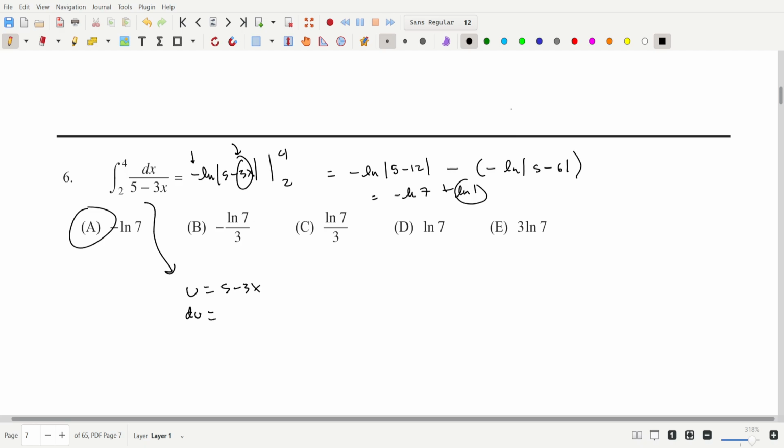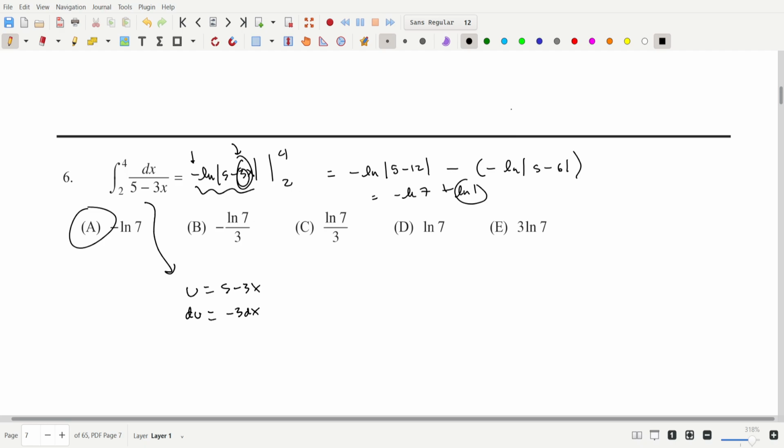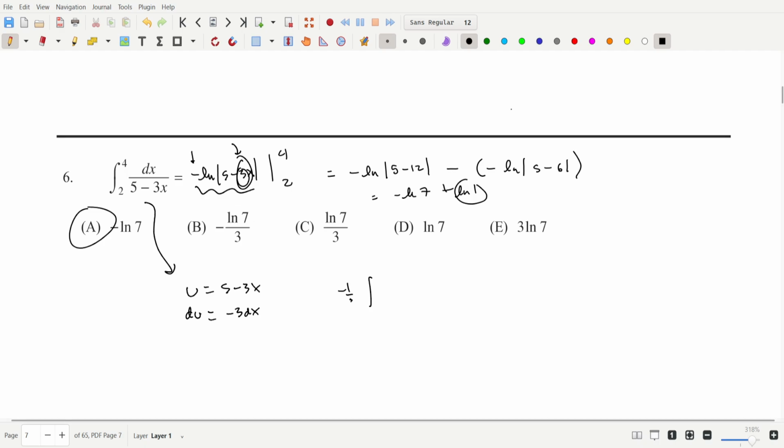And this is not the antiderivative, right? Because if you differentiate this, you pick up a 3. So du is negative 3 dx. And then you would sub in, and you would get negative 1/3. You got to plug in now. This is kind of why I didn't want to plug in, but 5 minus 3x is negative 1, and then 5 minus 12 is negative 7.